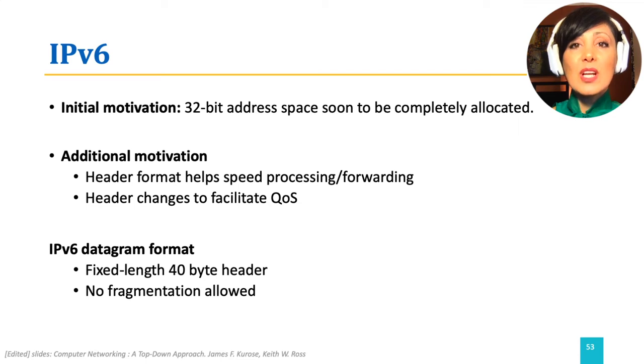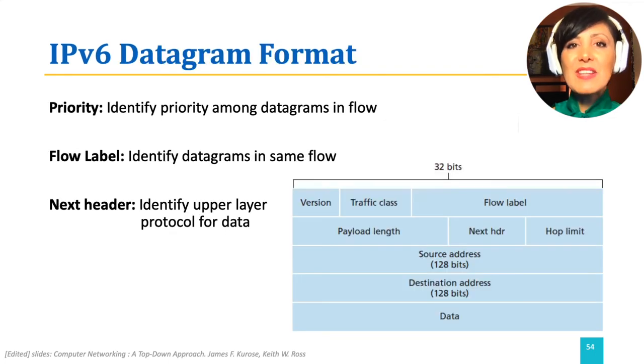IPv6 also does not allow fragmentation and reassembly. Removing this task from the network routers and ensuring the encapsulation and decapsulation of the datagrams only at the source and destination hosts. IPv6 also introduced traffic class field, an 8-bit field that can provide priority to certain datagrams that belong to a flow or a specific application.